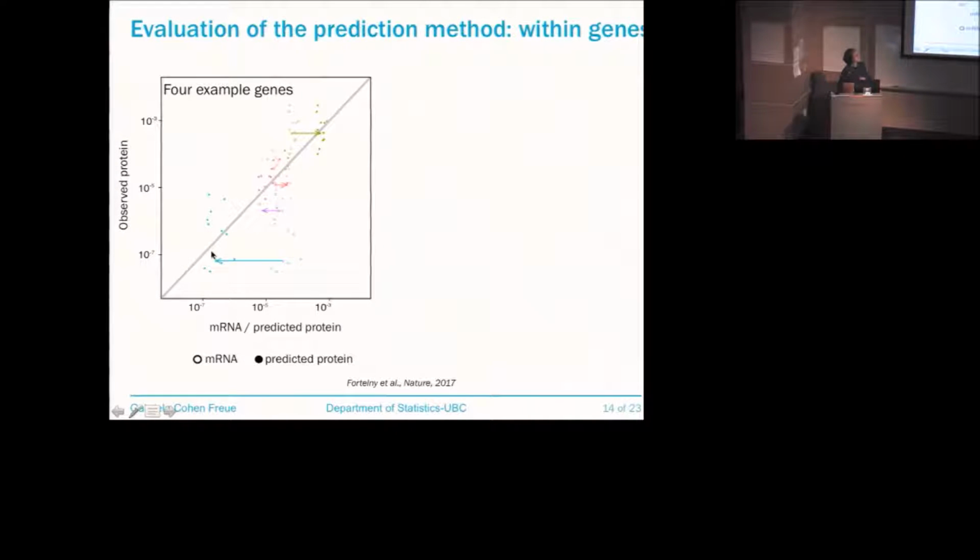This is the turquoise gene, the purple gene, the red gene, the green gene. In all of them, the same phenomenon is happening: the mRNA is moving towards the 45-degree lines. Okay, so now I have to evaluate my predicted values.